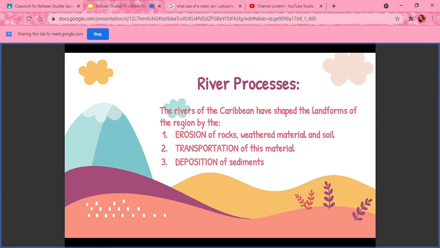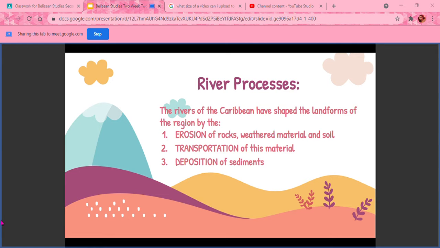Okay, the three main processes of a river are erosion, transportation, and deposition. So, erosion, and I'm pretty sure that you have an idea of what erosion is. A river causes erosion to happen. Once erosion has happened, everything that is eroded needs to be transported.